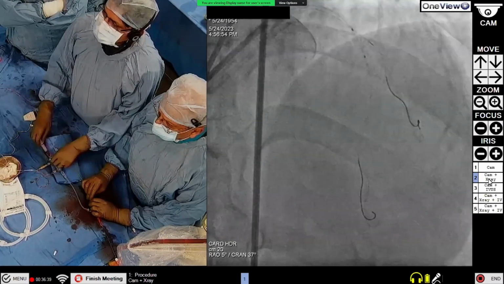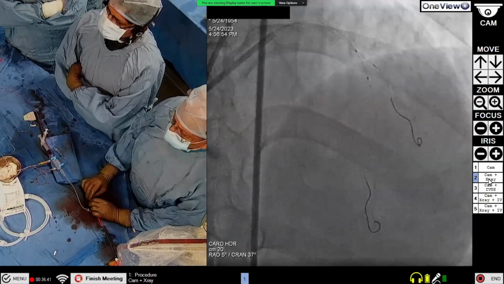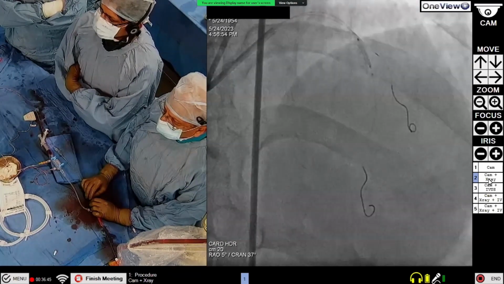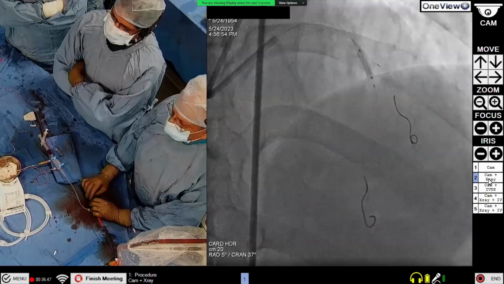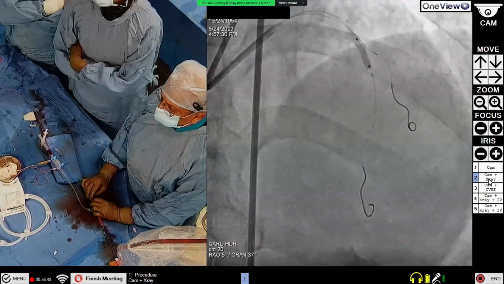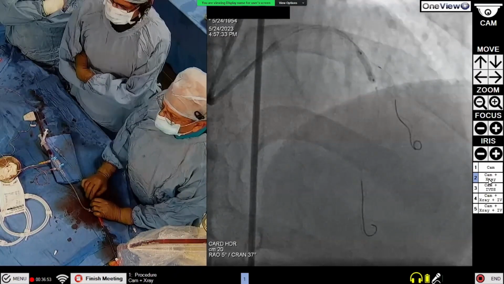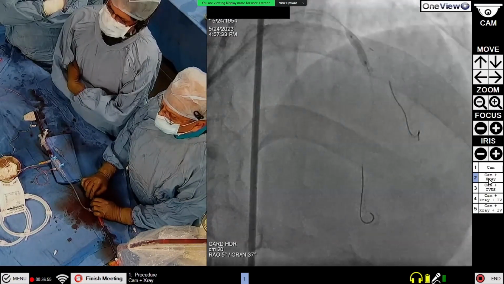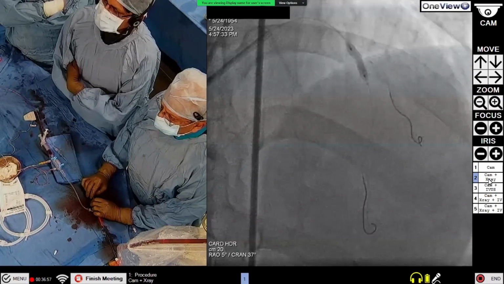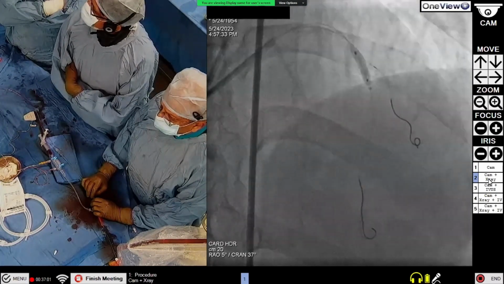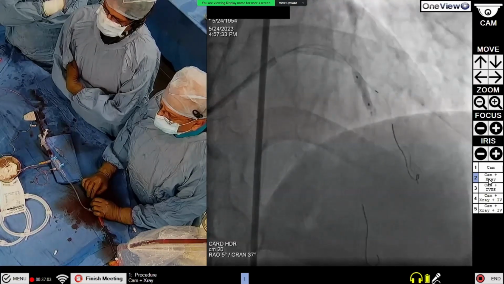Yeah, that's fine. Okay, go up. 1, 2, slowly go up. 3, 4. Dilation is actually good, without any high pressure, it's dilating very well. 9, 10. I think IVL has done its job. 12. Deflate.